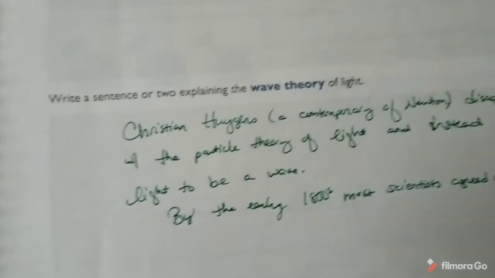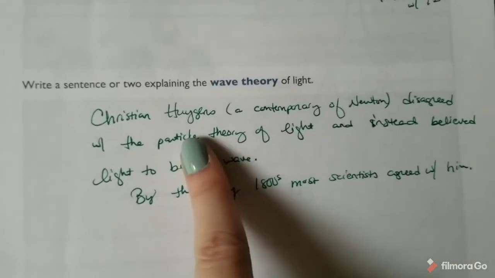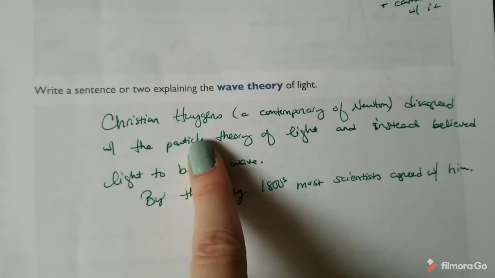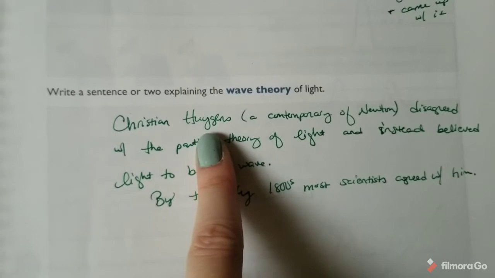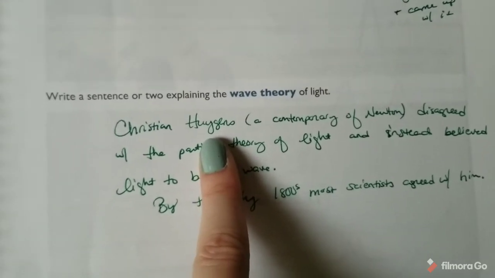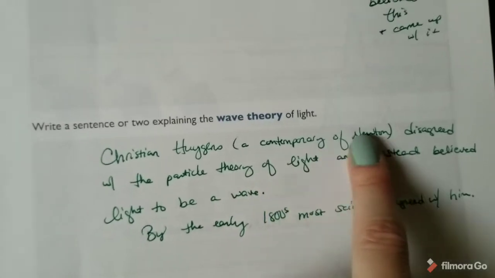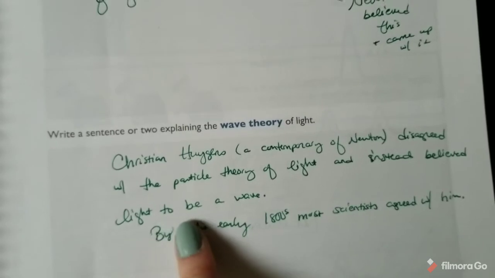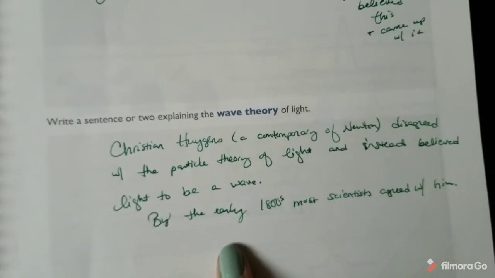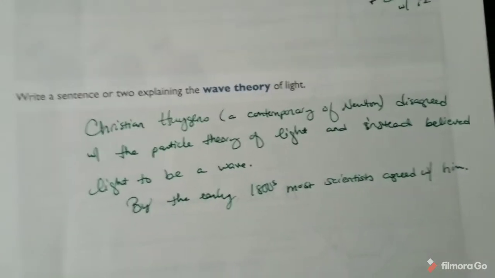Wave theory, you're going to have to learn lots of theories in life. This is just part of life. Even if they're wrong, I cannot pretend to know how to say this name, but we're going to say Christian Huygens, a contemporary of Newton. He disagreed with him and said, no, it's a wave. Light is a wave. And by the early 1800s, most scientists agreed with him.